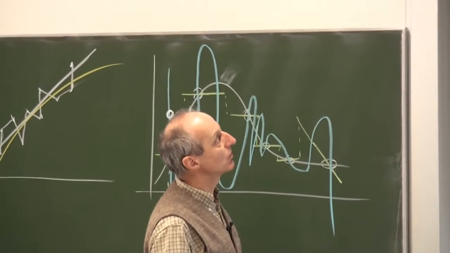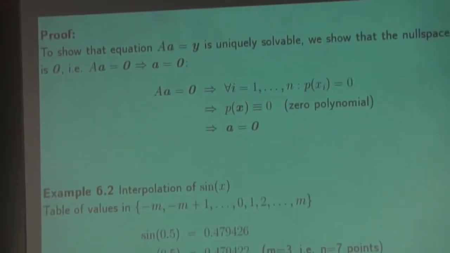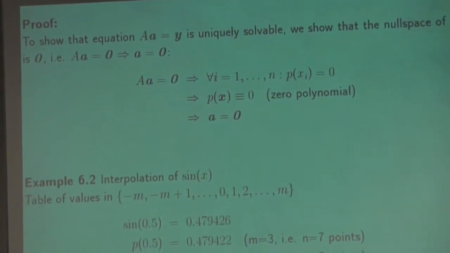Where did we use the fact that all the xi are distinct in this proof?